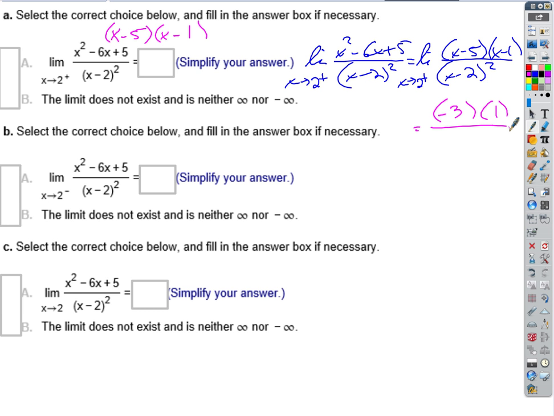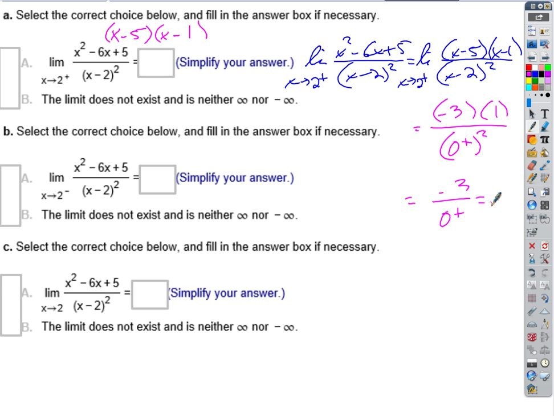And on the bottom, we said we got 0 plus squared. So what's that equal to? Negative 3 over 0 plus. And so the 0 on the bottom means infinity.